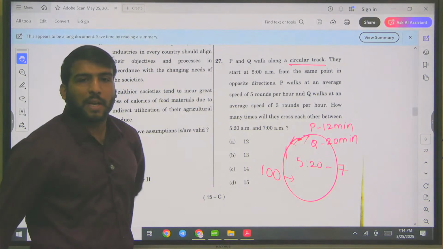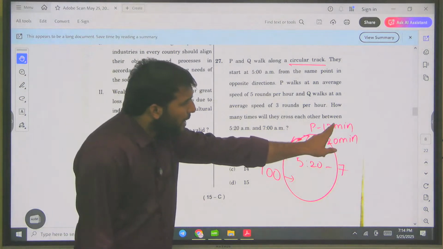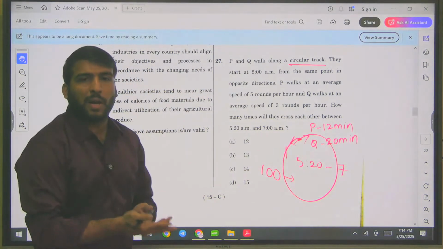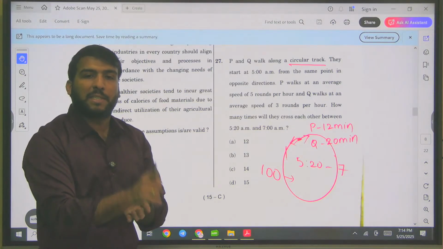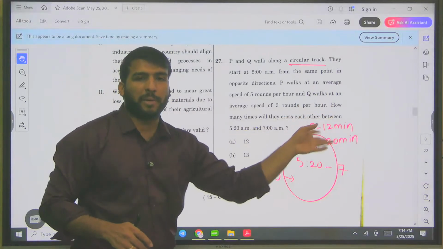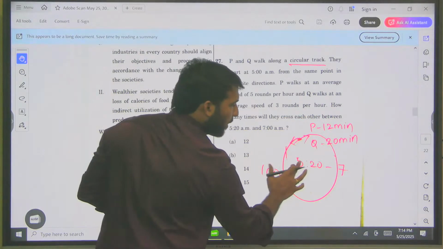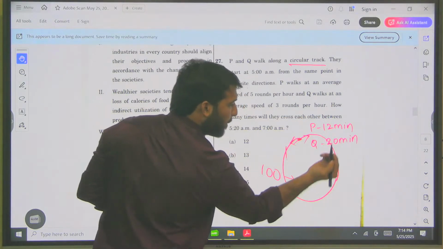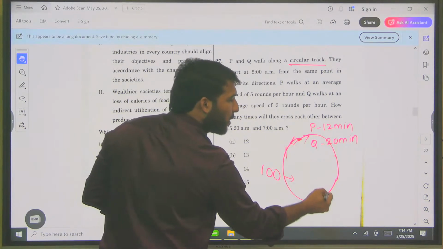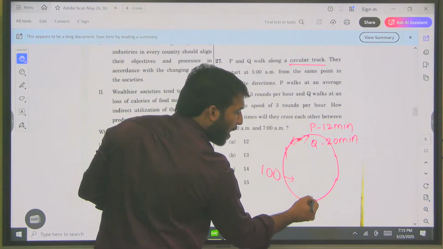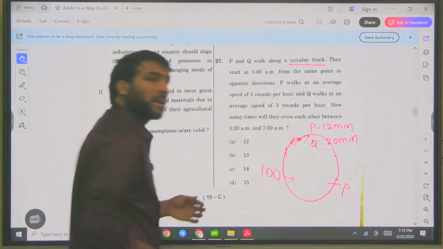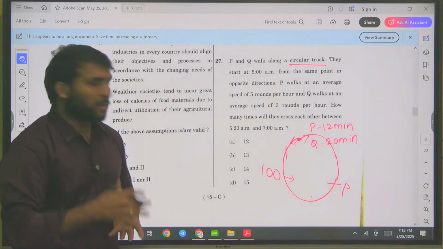5:20 to 7. If I take from 5:12, P will have already completed 1 round and Q completed 1 round, but still P had moved forward somewhat. P just completed 1 round entirely, Q also completed 1 round, and it is 8 minutes now. P is here for the second round. How to do this type of question?